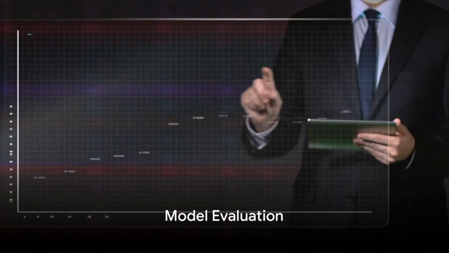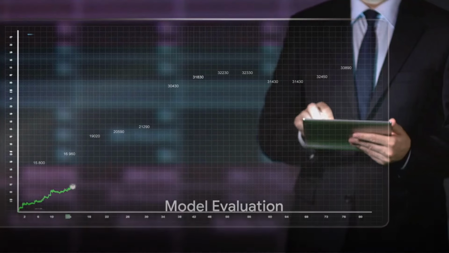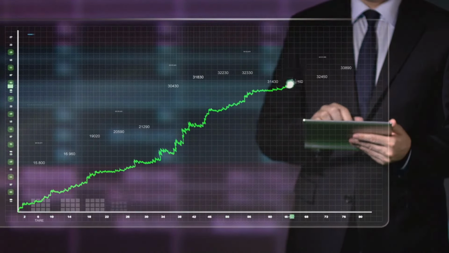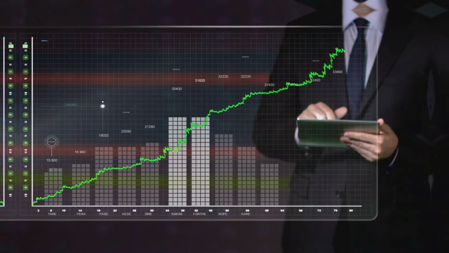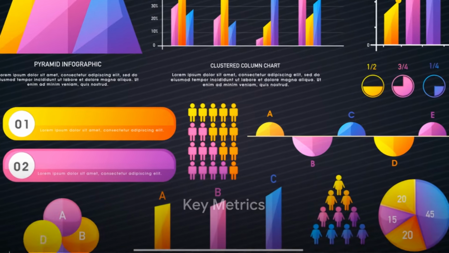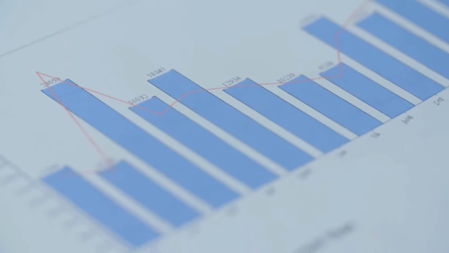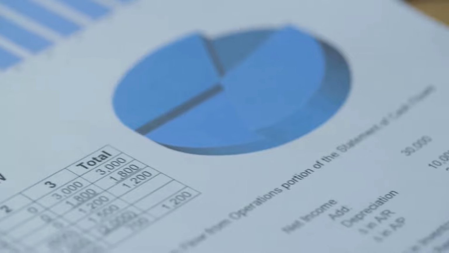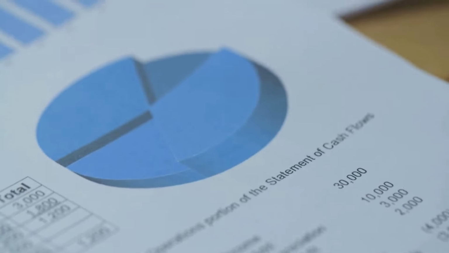Model evaluation is how we assess the performance of machine learning models. Let's use a relatable example like grading a student's test paper to explain the concept. Now let's talk about the key metrics for model evaluation: accuracy, precision, recall, and F1 score. Accuracy measures overall correctness, while precision and recall are crucial in different contexts.